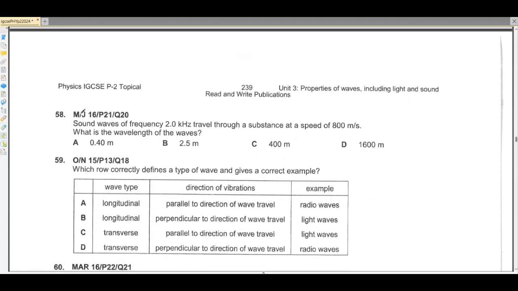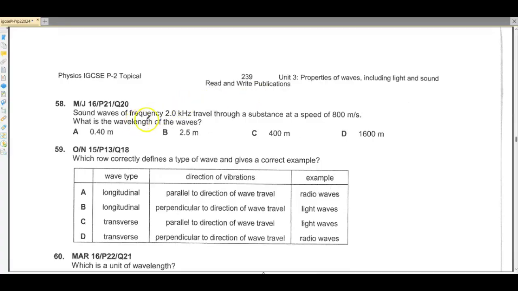Question number 58. Sound wave of frequency 2 kilohertz travels through a substance at a speed of 800 meters per second. What is the wavelength of the wave? Okay. We are going to use our formula, v is equal to f lambda. Now the speed was 800 meters per second and the frequency was 2 into 10 raised to the power 3 hertz. So 800 over 2 into 10 raised to the power 3 is going to give us an answer of 0.4 meters. Okay, so A is going to be our correct option.